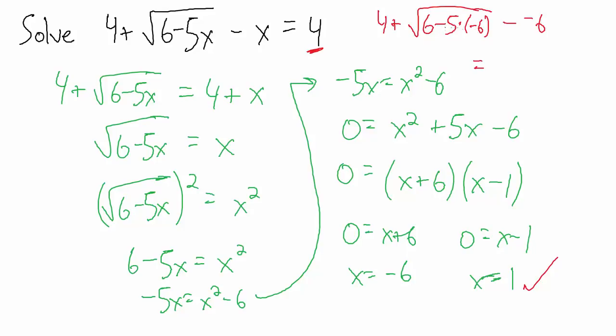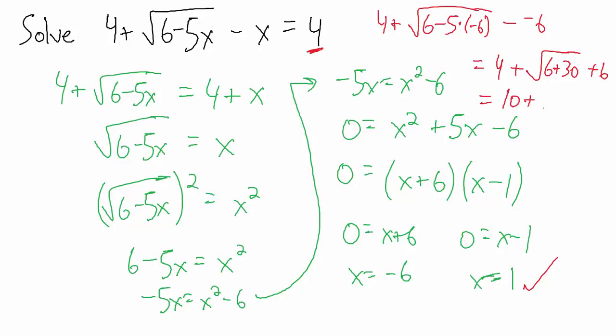Well, minus 5 times negative 6, that's going to give us plus 30, right? So this is really, inside the square root here, we have 6 plus 30. So this is 4 plus the square root of 6 plus 30. And then minus negative 6 means plus 6. Okay. So 4 plus the square root plus 6 means 10.